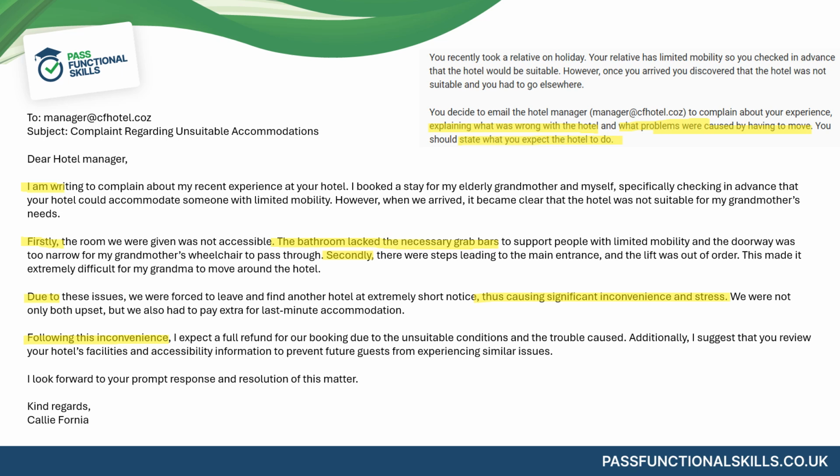Then in terms of complex sentences as well and varied sentence structures, we've got a really nice complex sentence here. Due to these issues, we were forced to leave and find another hotel at extremely short notice, thus causing significant inconvenience and stress. So we've got three parts to this sentence, separated by the commas here. And some of these parts of this sentence don't make sense without the rest of the sentence. So due to these issues wouldn't make sense on its own. For example, it needs this part to show what it means.